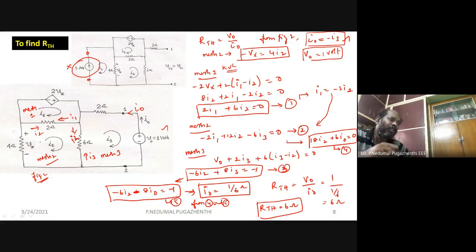So we have three equations, and you can directly use these three equations, solve them, and find the answer. Or you can reduce it into two variable equations, then use your calculator to find what is I2 and I naught. And I naught is what I am interested in. So I naught is equal to 1 by 6. So what is R Thevenin? R Thevenin is equal to V naught by I naught. So 1 by 1 by 6 gives me 6 ohms. So my R Thevenin is equal to 6 ohms.